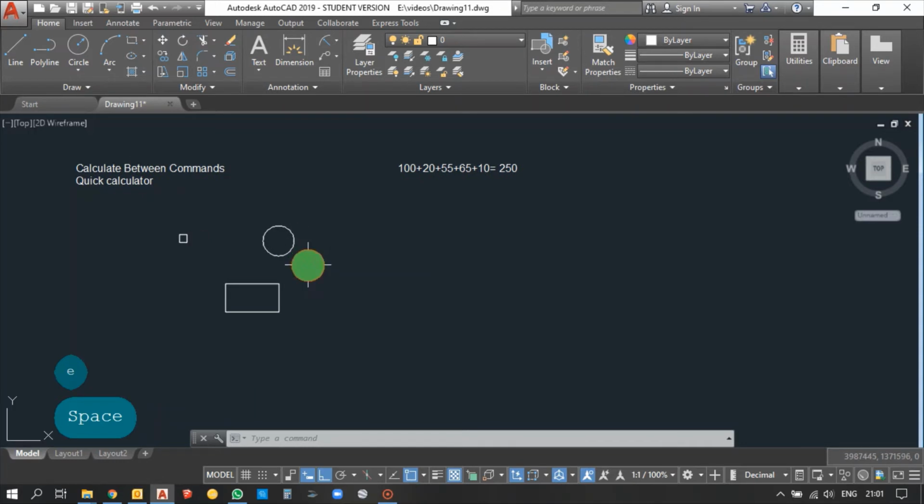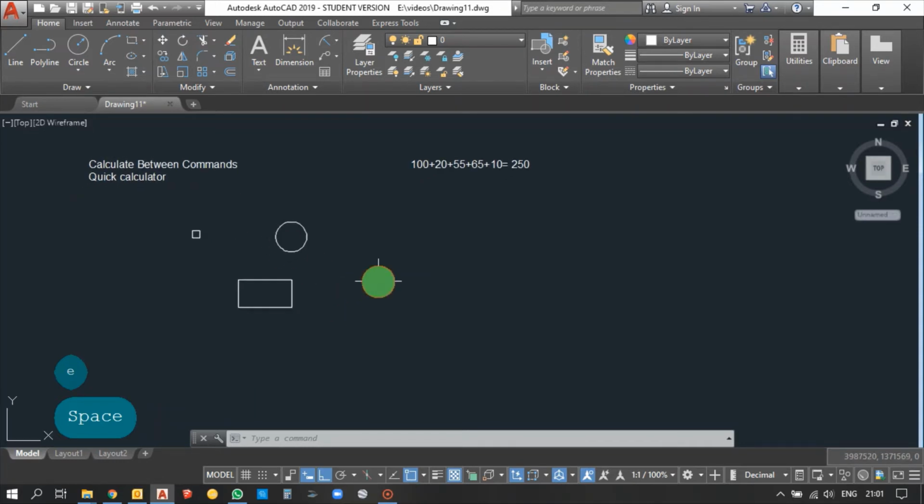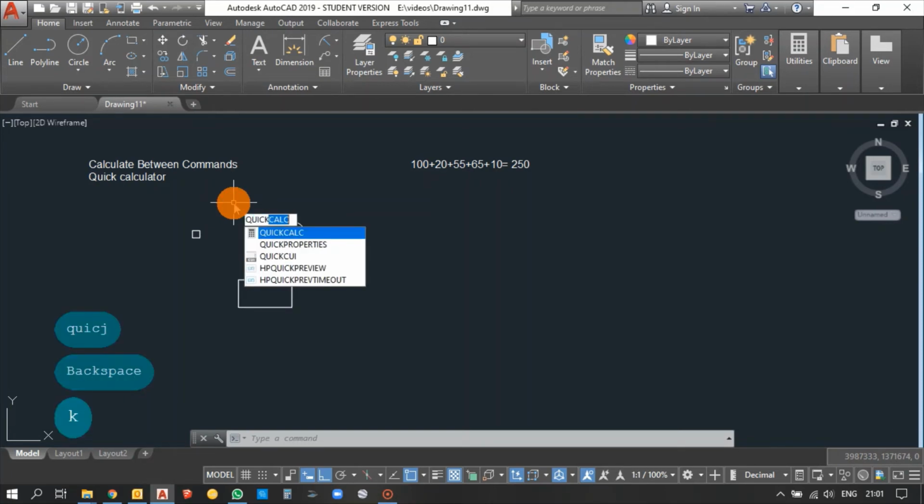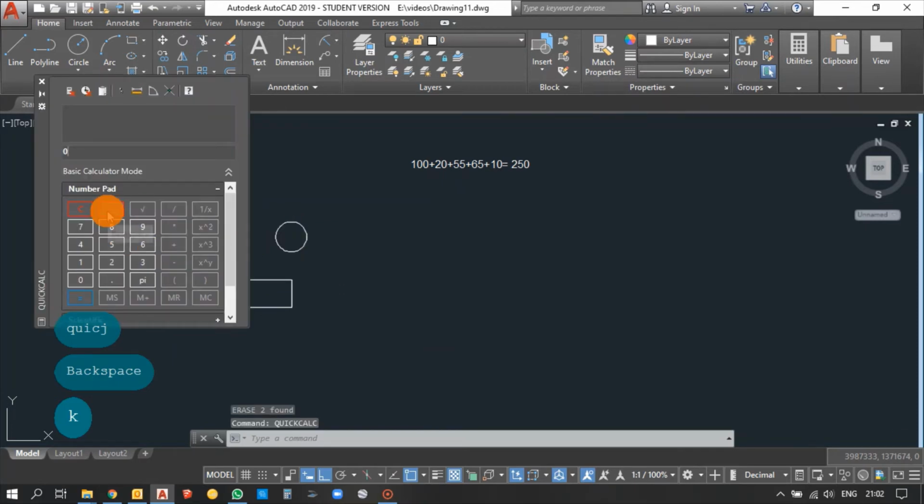And going to the quick calculator now, what is the use of the quick calculator? We have an inbuilt calculator in AutoCAD, and the shortcut is QUICKCALC. You can see it, and a normal calculator will be opened here. What is the advantage of this calculator? Let's see this one by one.